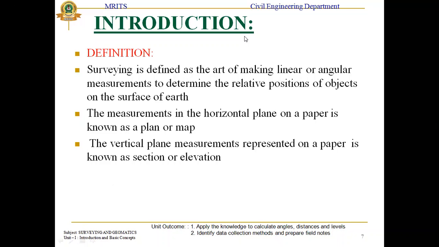Coming to the definition of survey: survey is defined as the art of making linear and angular measurements to determine the relative positions of objects on the surface of the earth. The first point and second point, measured on a horizontal plane and represented on paper, is known as a plan or map. The vertical plane measurement represented on paper is known as a section or elevation. That means measurement of the vertical section; the vertical plane is cut, and that is given the name section or elevation. The section will be cut on the plan.